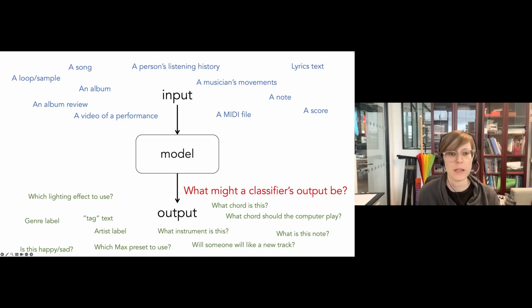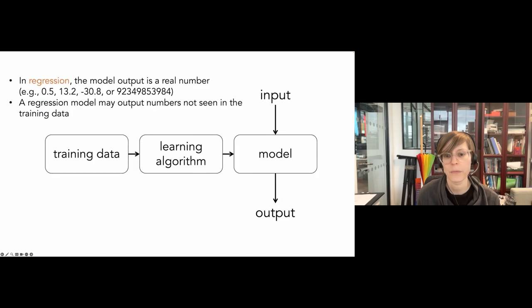All right, so that's classification. There's lots of other examples of how you might use that. I'll show you some examples in musical performance later in the lecture. The other type of machine learning I want to talk about is regression. Again, this is another type of supervised learning specifically because we have a learning algorithm that makes a model, and the model is capable of taking in some input and producing some output.